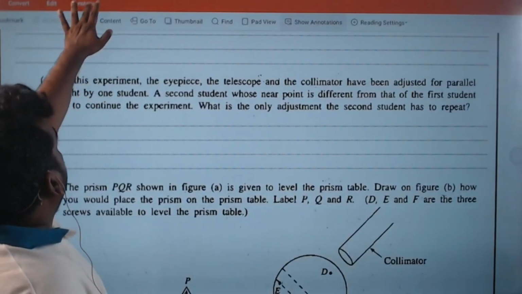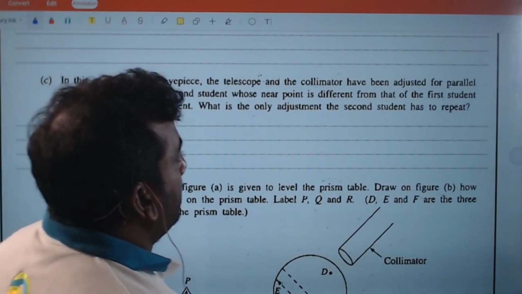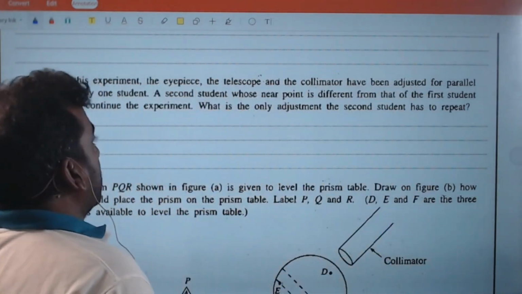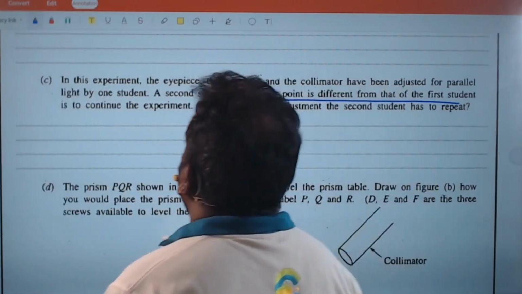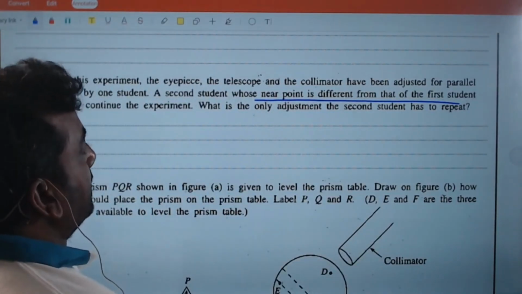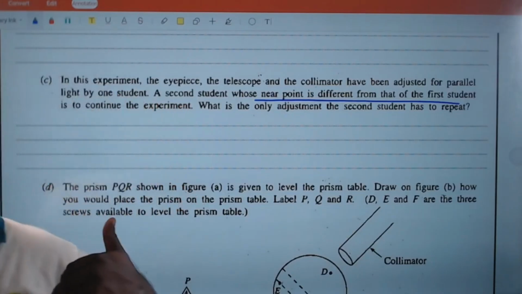In this experiment, the eyepiece, the telescope, and the collimator have been adjusted for parallel rays by one student. A second student, whose near point is different from that of the first student, is to continue the experiment. What is the only adjustment the second student has to repeat? So the only thing that he has to repeat is what?